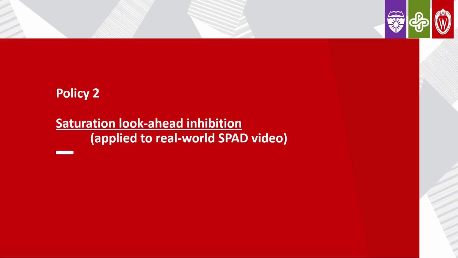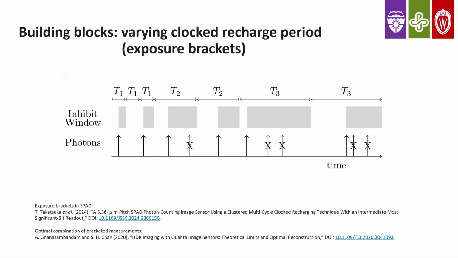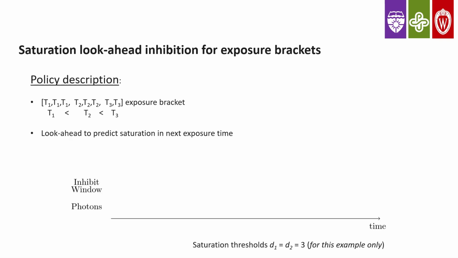And now we look at a different inhibition policy, which builds upon clocked recharge implemented with a varying interval. This results in a form of exposure bracketing. The long exposures heavily reduce the total number of photon detections. The idea in look-ahead inhibition is to disable a long exposure if it is expected to become saturated anyway. We can see this through an example.